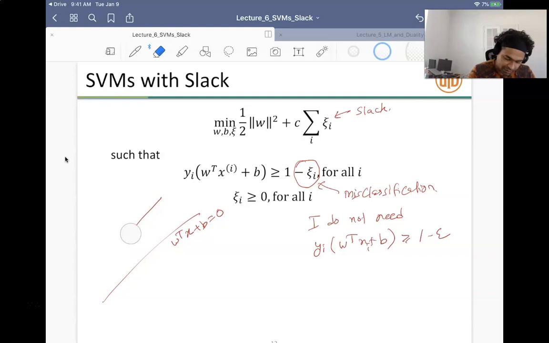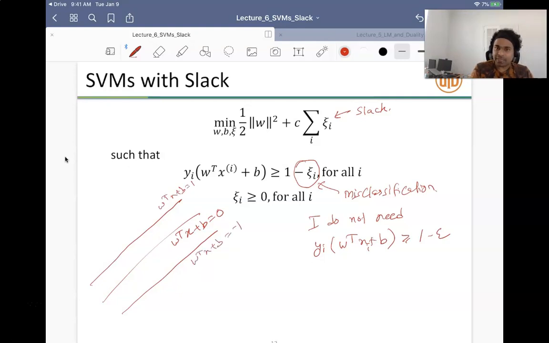Excuse my drawing, I'll try to draw this as parallel as possible. This line was w transpose x plus b equal to 1, and this line was w transpose x plus b equal to minus 1. What we were seeing is that we have all our points lying on this side, and similarly all our points lying on this side.